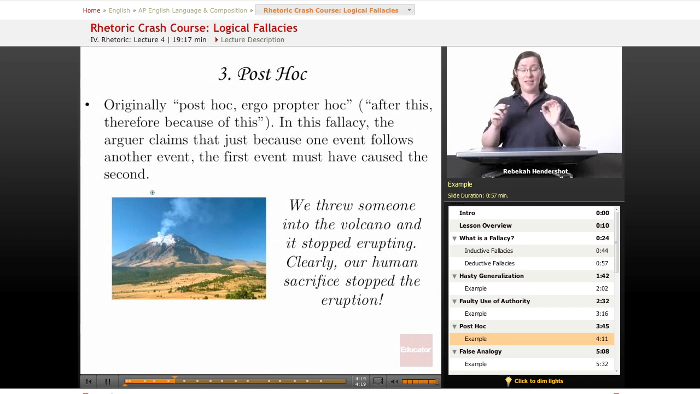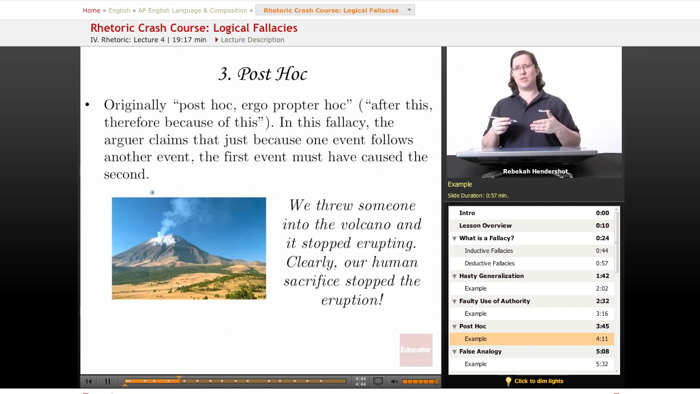But the example I like to use is what I call the virgin in the volcano. Okay, you're living near a volcano, the volcano is erupting, the people in the local village freak out. The village shaman says, well, if we sacrifice a virgin and throw her into the volcano, the gods will be appeased and it'll stop erupting. And they grab somebody and throw him in, the volcano stops erupting, and the shaman goes, well, it stopped erupting, the sacrifice must have been what done it.